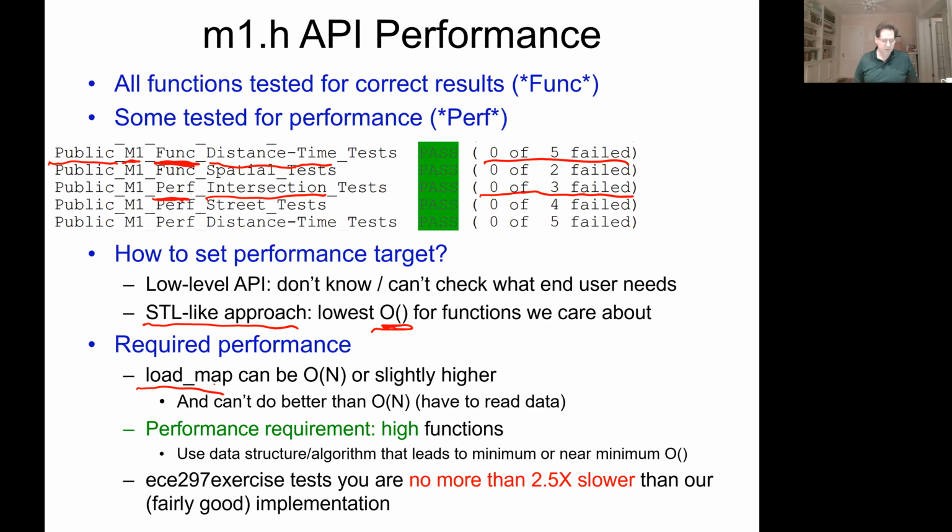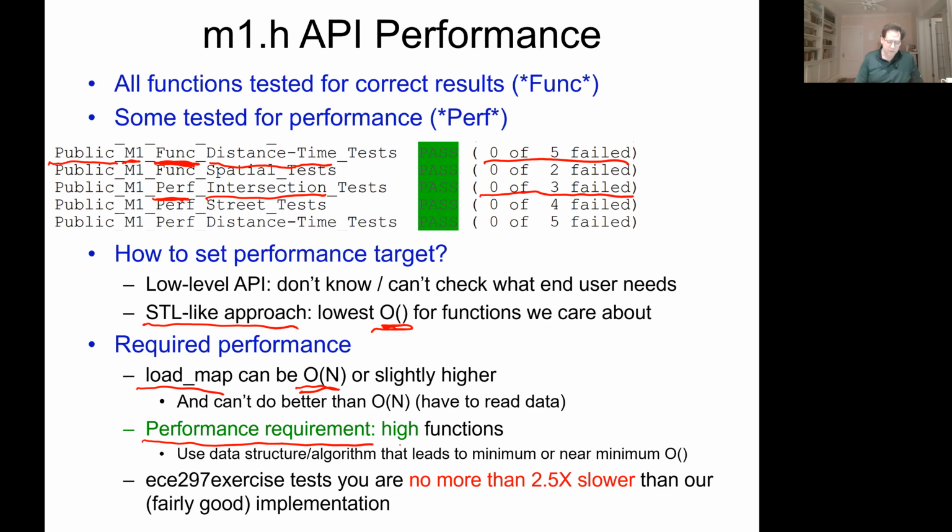And it can be pretty slow. So the complexity of load map can be order n, where n is the number of intersections or street segments in the city, so hundreds of thousands, maybe even millions for Tokyo. And in terms of absolute time, it can be several seconds. So you've got quite a while for load map. You shouldn't have many problems passing the load map speed tests.